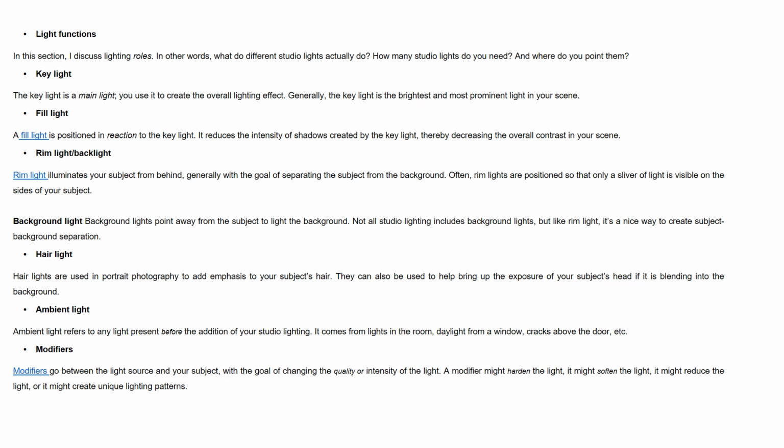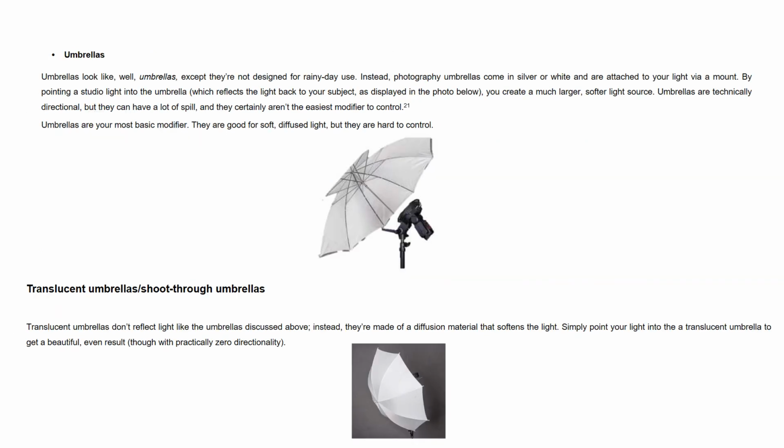Modifiers. Modifiers go between the light source and your subject with the goal of changing the quality or intensity of the light. A modifier might harden the light, it might soften the light, it might reduce the light, or it might create unique lighting patterns. Next is umbrellas. Umbrellas look like umbrellas, except they are not designed for rainy day use. Instead, photography umbrellas come in silver or white and are attached to your light via a mount.